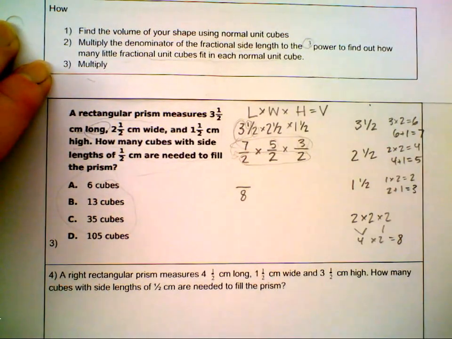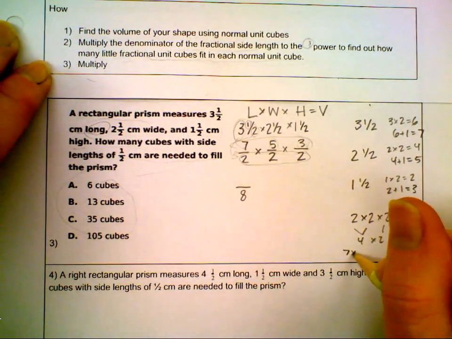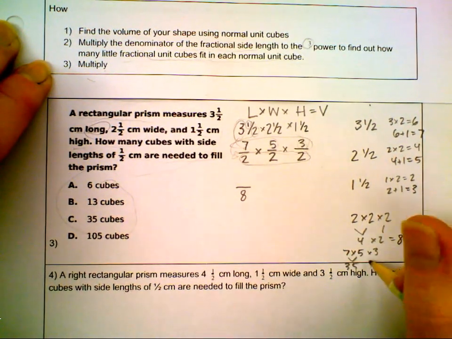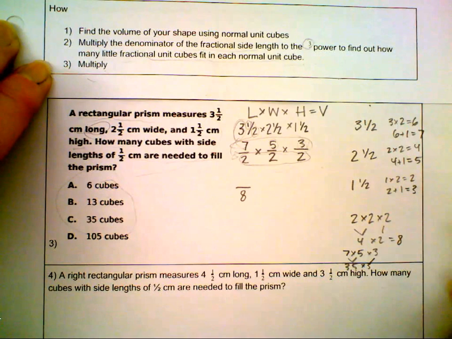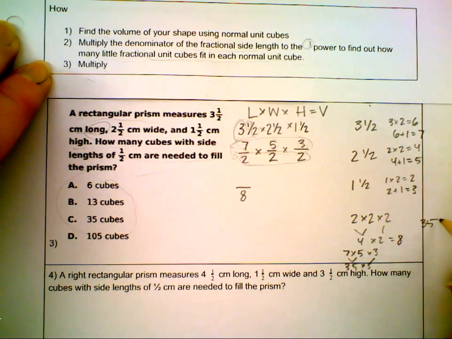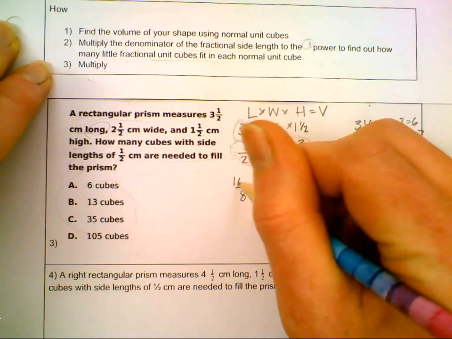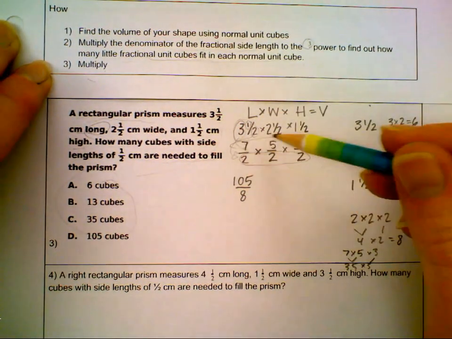Now I need to multiply 7 times 5 times 3. 7 times 5 equals 35. And then 35 times 3. That I will need to work out. I'm going to come over here to the side. 35, I'm just trying to make sure I don't go off of the screen. 3 times 5 gives us 15. We carry the 10. 3 times 3 is 9, plus 1 gives us 10. So I have 105. That was the product of 7 times 5 times 3.